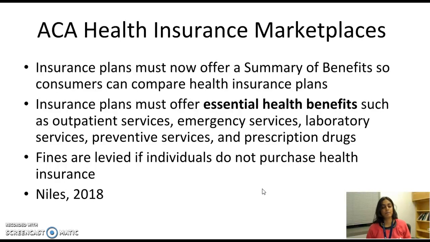So there's a bare minimum criteria now that insurance plans must offer, such as outpatient services, emergency services, laboratory services, preventive services, and prescription drugs. Fines are levied if individuals do not purchase health insurance.